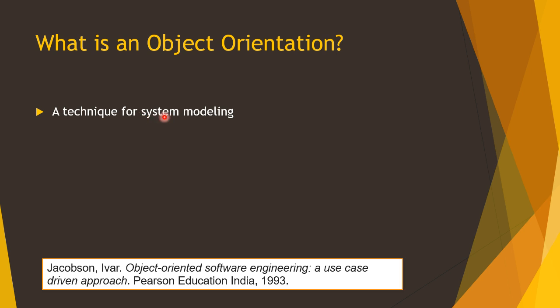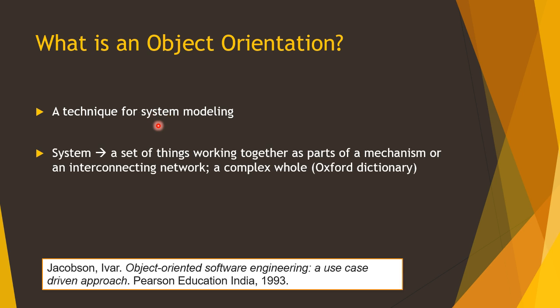Another question is, what is a system? A system is a set of things working together as parts of a mechanism or an interconnecting network. And the same concept has been represented in the second part of that definition. An OO model or object-oriented model consists of several interacting objects.